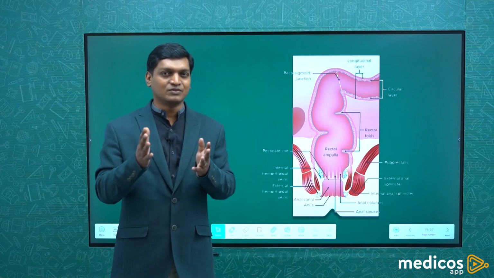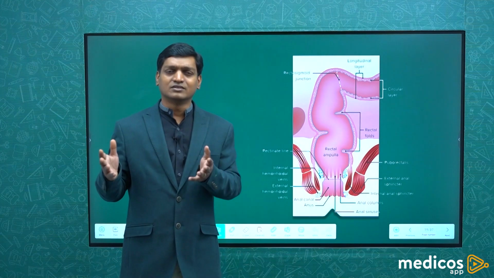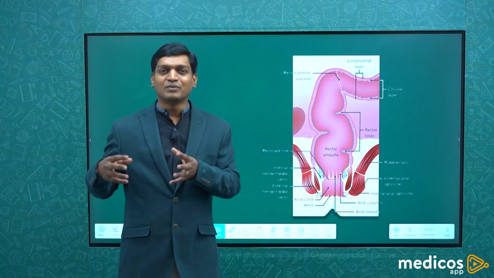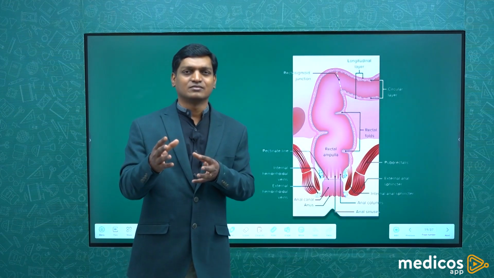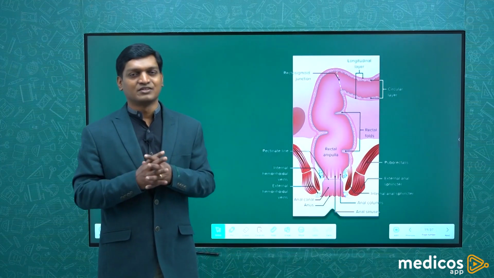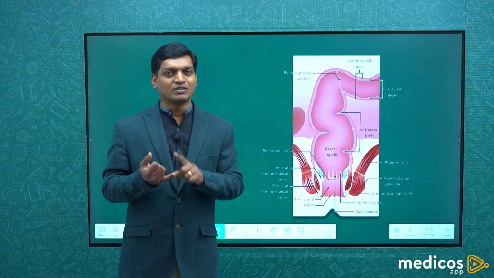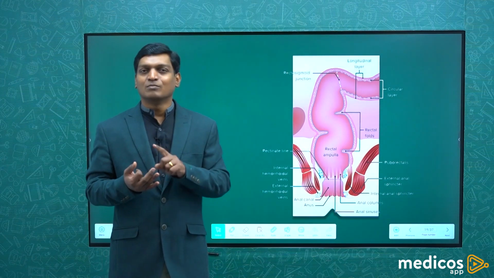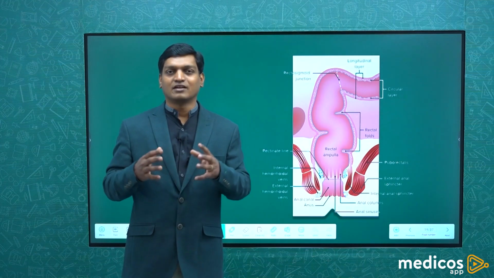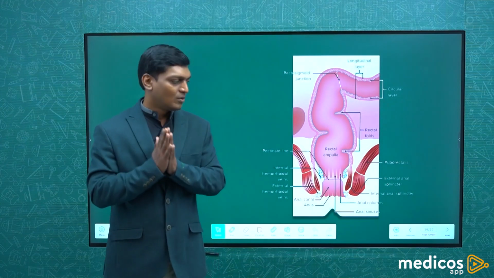Appendix mainly, because we all know that it is the commonest thing which occurs in the abdomen on the right side. Okay, if anyone comes with the pain, we could have an idea: okay, maybe due to appendicitis. So you have to know what is the normal location of the appendix, what are the different locations of the appendix, blood supply, lymphatic drainage, venous drainage, and other applied aspects of it. So that is also an important topic.